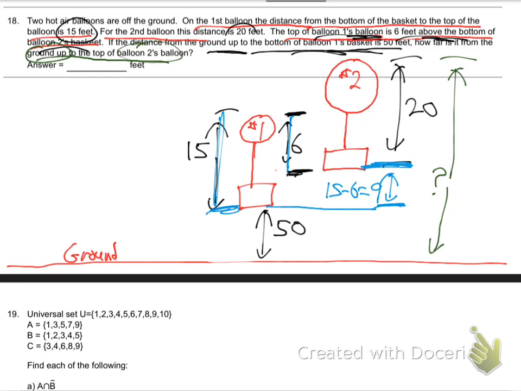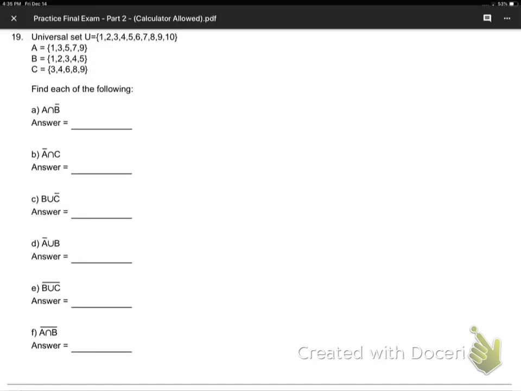Okay, so then this is 50 right here. 50, 9, and 20, huh? 79 feet. So a good diagram nails the problem. 79 feet. Okay, so number 19 is sets.